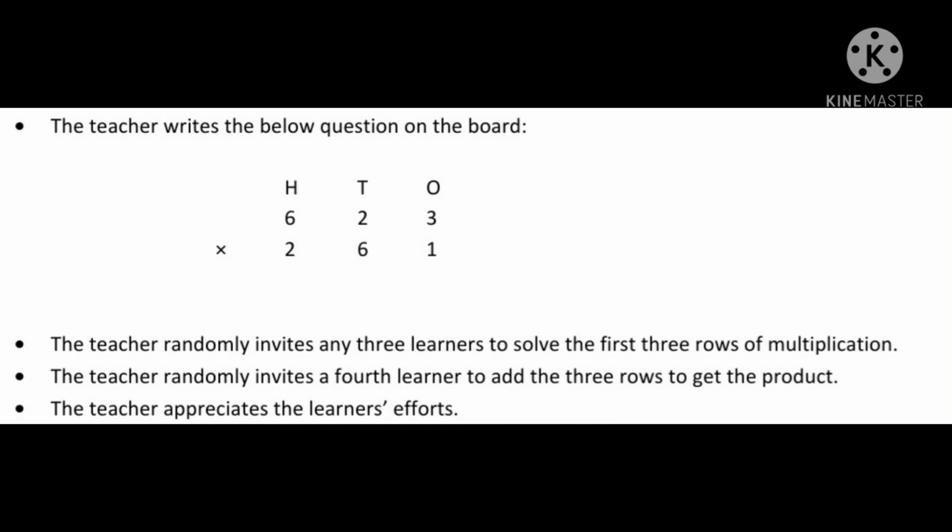So the teacher writes the question below, as you can see on the board, and then the teacher invites 3 learners randomly to solve the first 3 rows of multiplication using the method which has been discussed in the procedure, and then the teacher invites a 4th learner to add the 3 rows to get the final product or the final answer. The rest of the class should check for their accuracy. The teacher appreciates the learners' efforts and the whole class gives a round of applause.